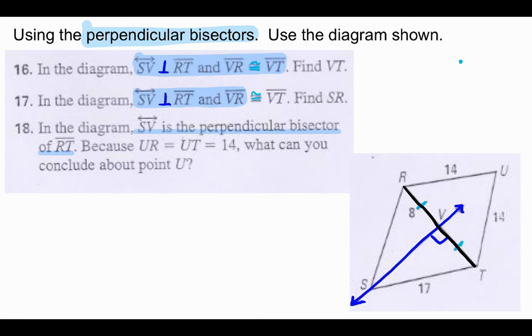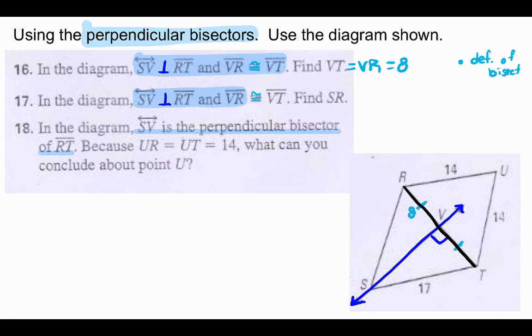So for this first one, we're actually going to use our definition of bisect. So VT is going to equal VR. And if we look at the diagram, VR happens to be 8. So the answer to this question is also 8.